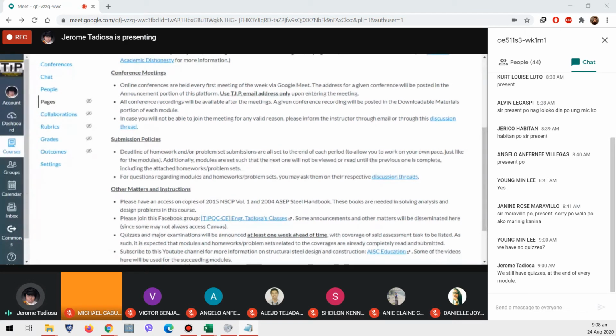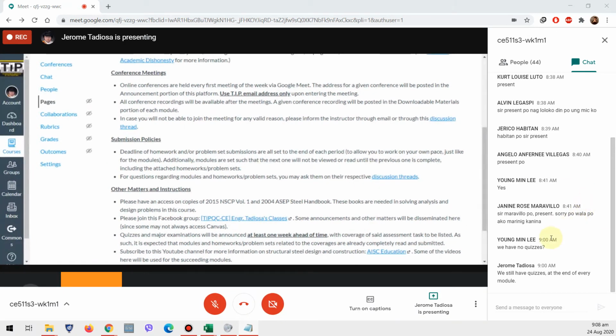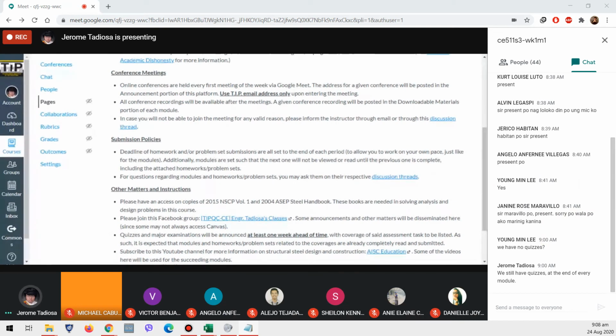Then the address for a given conference will be posted in the announcement portion of this platform. And then important, use the TIP email address only upon entering the meeting. That is to ensure that everything is documented. Okay. Since the admin are checking the usage of the TIP email addresses. So although personally I don't mind using personal email or whatever, however, it is a requirement from the higher ups. So that would be it.